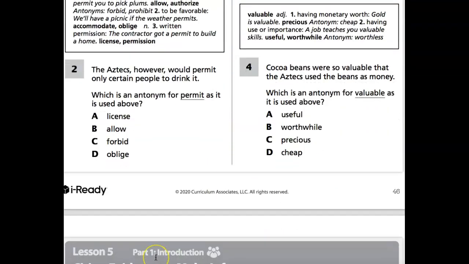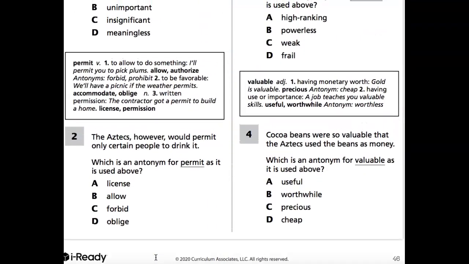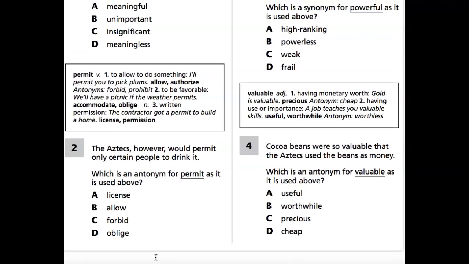All right, let's look at number 2. Permit, or permit. Permit is the verb, to allow to do something. I'll permit you to pick plums. So synonyms of that would be allow or authorize. Antonyms would be forbid or prohibit.